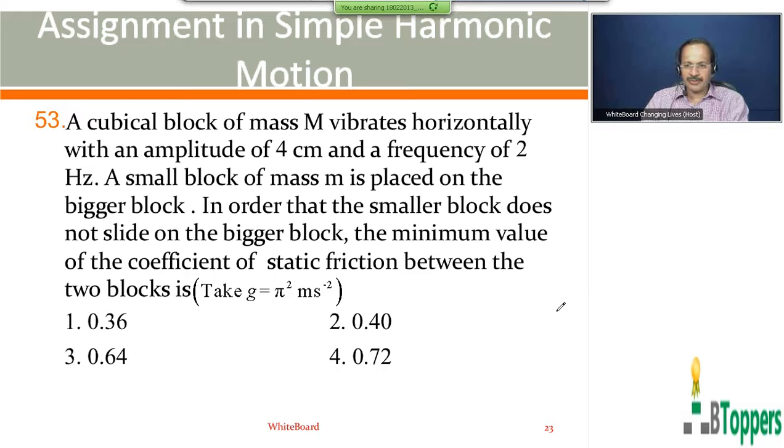So you are shown 4 options on the screen. First option 0.36, second option 0.40, third option 0.64, fourth option 0.72. Come on, take a pause and try the question.